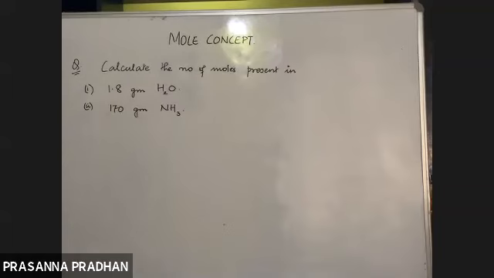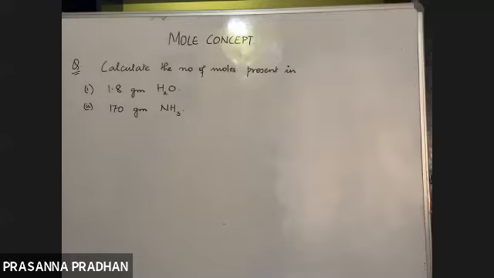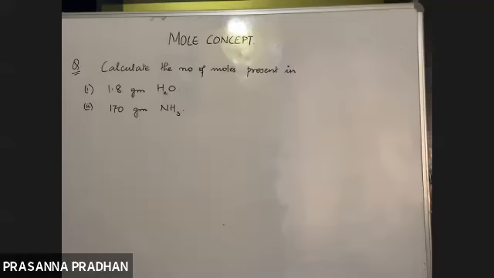So calculate the number of moles present in 1.8 gram of water and calculate the number of moles present in 170 gram of ammonia. Again, what was the concept of mole in terms of mass? In terms of mass, 1 mole is equivalent to its molecular mass. So let us try to solve this first one.